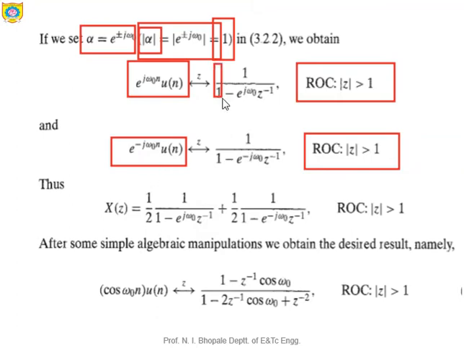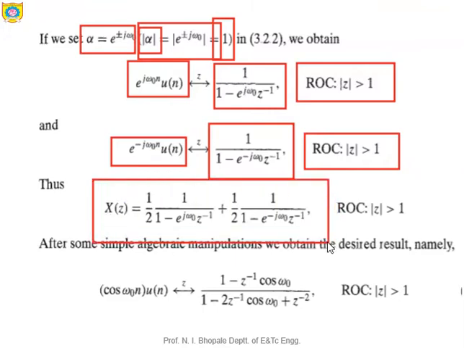So the z transform for both the cases is the same, that is 1 upon 1 minus e raised to plus j omega 0 z inverse, and in the second case it is 1 upon 1 minus e raised to minus j omega 0 z inverse. So here simply we applied the property a raised to n u of n. So this is how the resultant z transform comes once we put all these values.